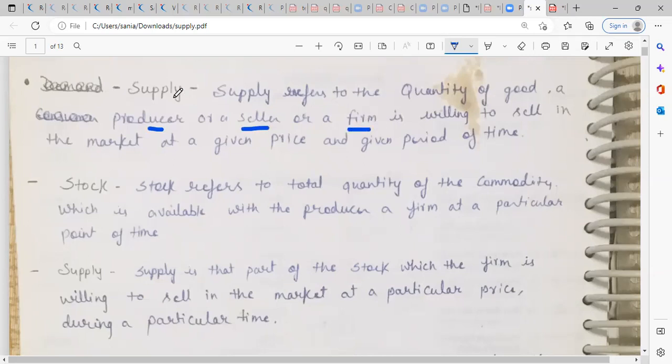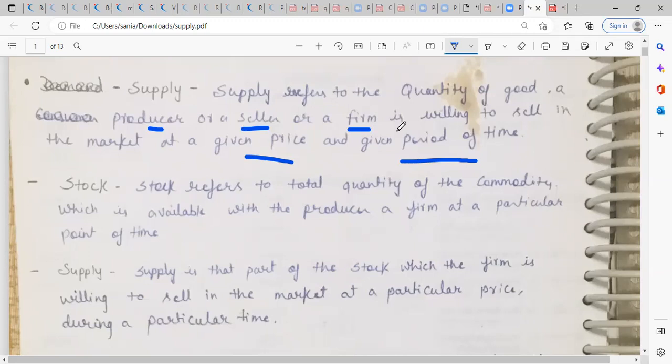So what is supply? Supply refers to the quantity of good, right? So supply is nothing but a quantity of good. Now, what is that good? It is what a producer or a seller or a firm is willing to sell in the market at a given price and a given period of time, right? For example, if I'm supplying winter clothes, that means I am the supply side. I am either a producer or a seller or a firm, and I am willing to sell that product at a given price, right?